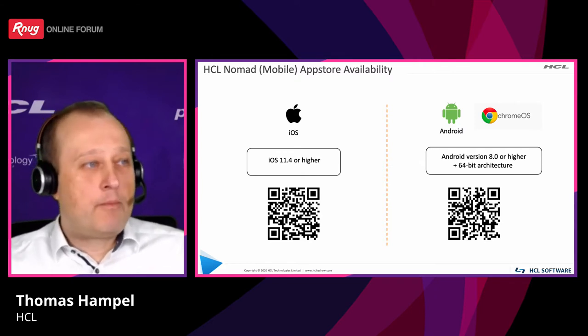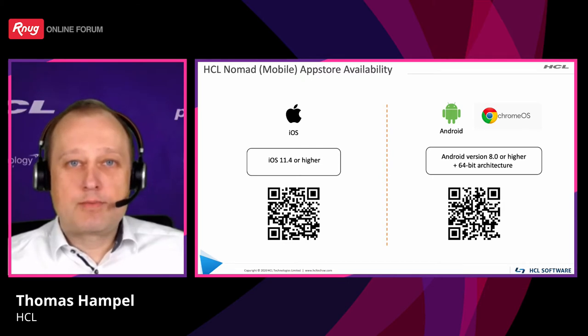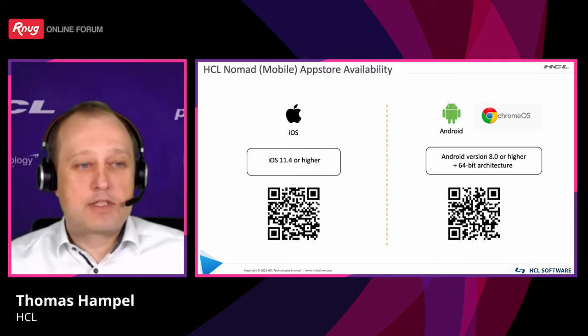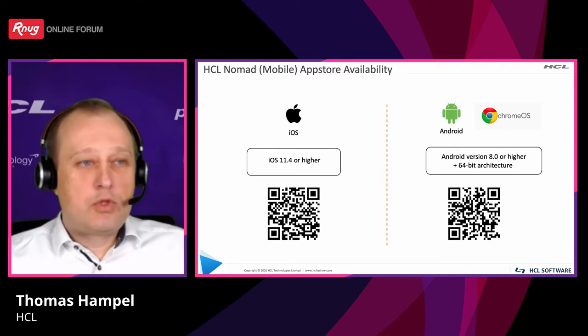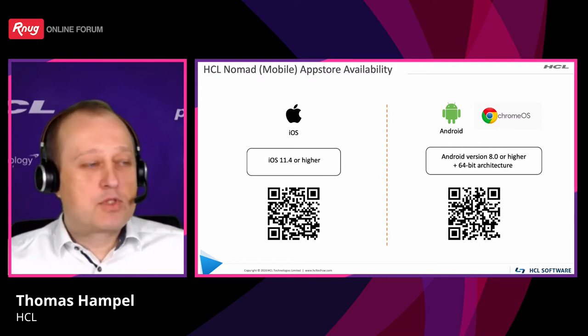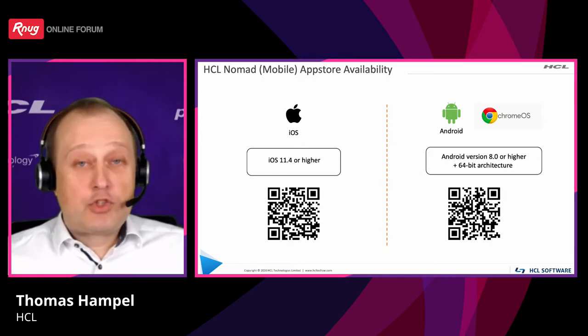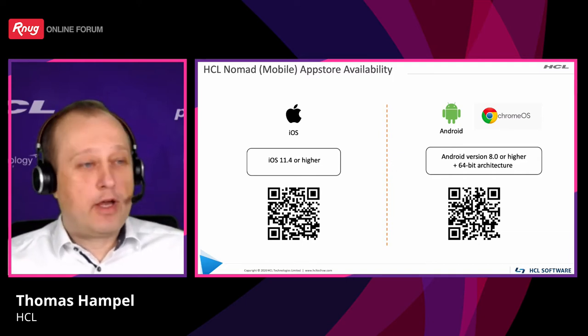So if you are not already using HCL Nomad on your smartphone, please scan this QR code on the left side for the iOS platform and on the right hand for Android and Chrome OS, and go to the respective app store and install the application. It is free of charge, so go ahead, try it out yourself and see if your applications just run fine.